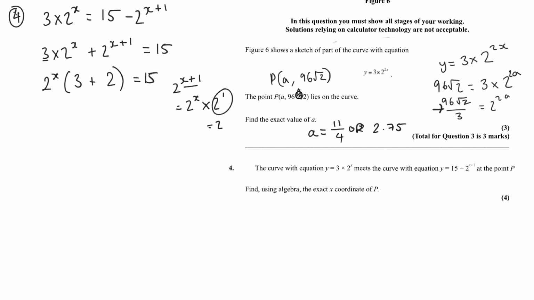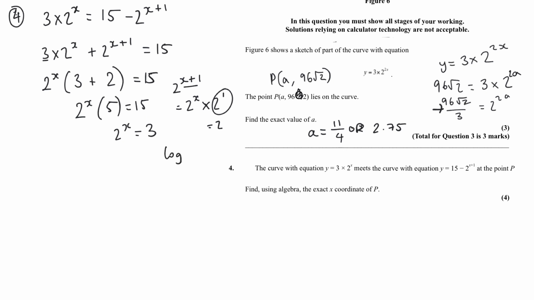So now we have 3 plus 2, which ends up just being 5. So 2 to the x times 5 is equal to 15. Then, if we divide both sides by 5, we get 2 to the x equals 3. To work out what x is, again, we would write it in log form.